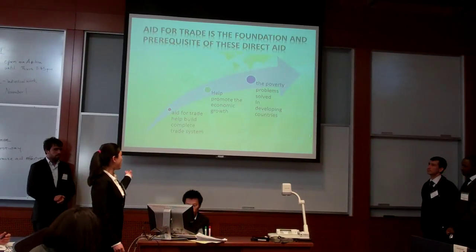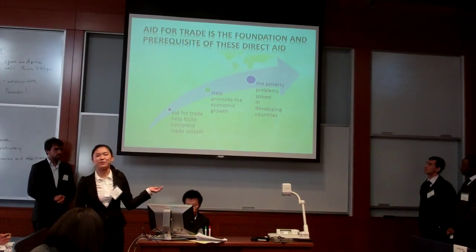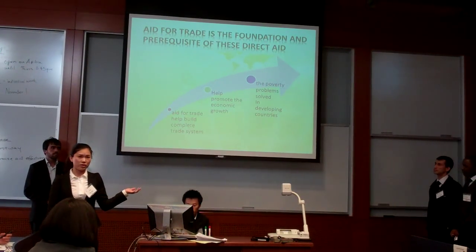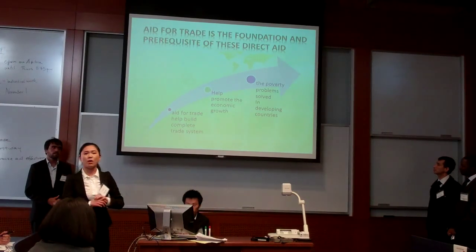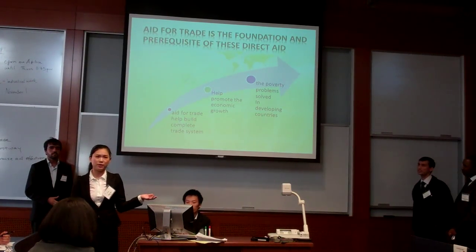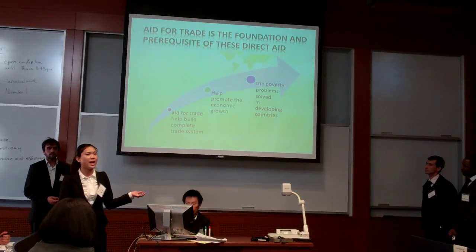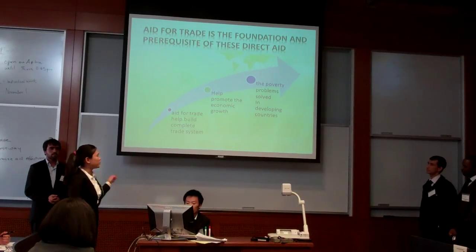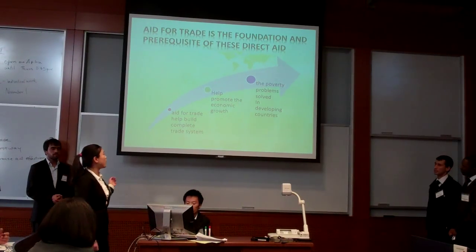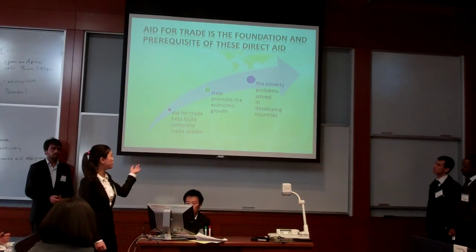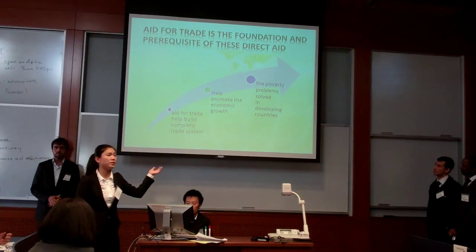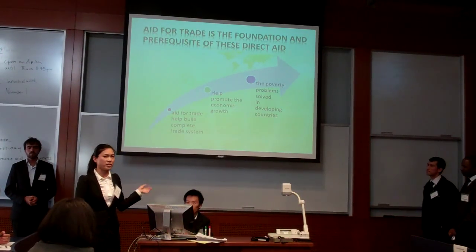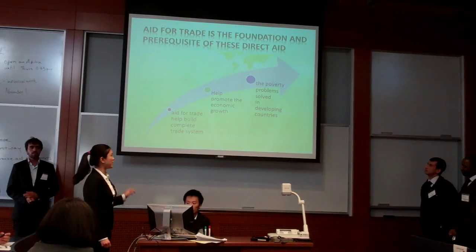So why is it so? The experts and the researchers have found that because these developing countries haven't got a very good economic ground, all this aid, direct aid or debt relief, is only designed for the short run, and it is just a waste of money. So aid for trade is the only way to help them build a good economic environment, then increase the total GDP and finally solve the poverty problem. So aid for trade is the foundation and prerequisite for all the other types of aid.